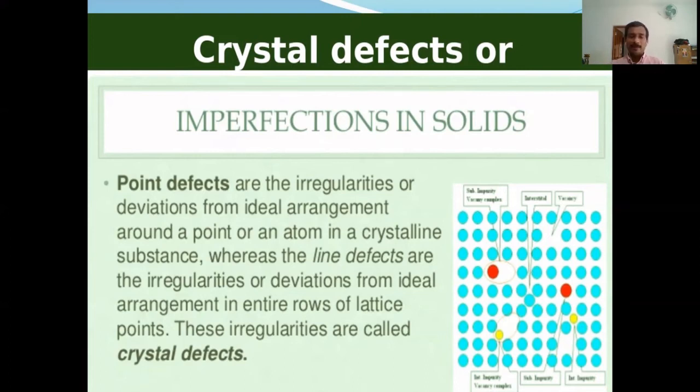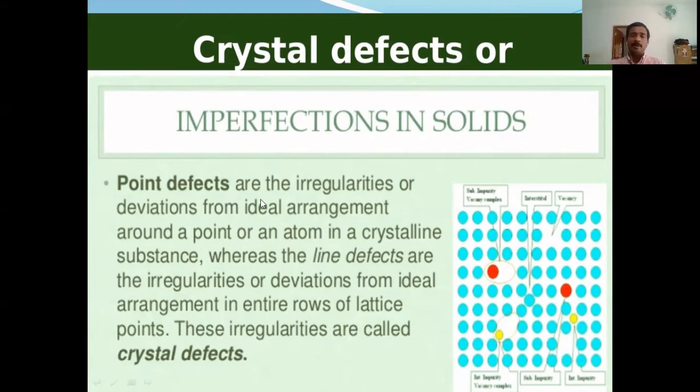And what is a line defect? Line defects are irregularities or deviations from ideal arrangement in entire rows of lattice points. You have to consider a row. If the entire row is defective, we can consider it as a line defect. But here, according to your syllabus, we have to consider only the point defects, and not all the aspects of point defects, only a very small topic related to point defects.